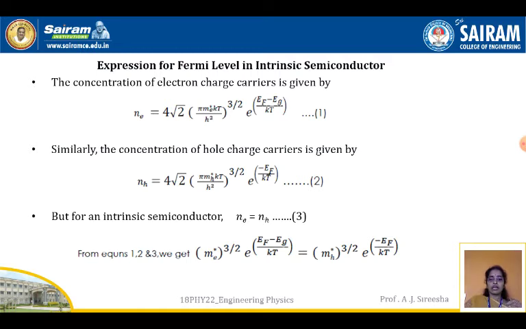What is an intrinsic semiconductor? The number of electrons is equal to the number of holes when no impurity, p-type or n-type, is added. So equating 1 and 2 and rearranging the terms, we get (m_e*)^(3/2) e^((Ef − Eg)/kT) = (m_h*)^(3/2) e^(−Ef/kT). The other common terms get cancelled on both sides of the equation.